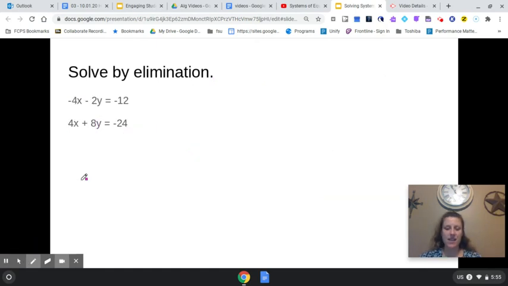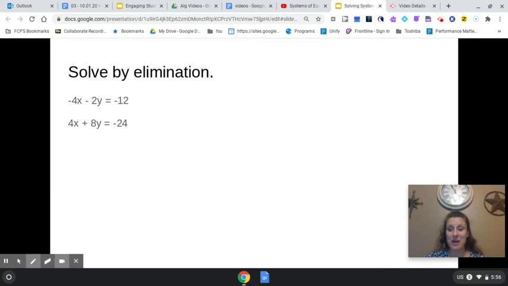Okay, here's the next example. We have negative 4x minus 2y is equal to negative 12, and 4x plus 8y is equal to negative 24. Step number 1, they're both in standard form, so again, perfect for the elimination method. Step number 2, we need to check that the coefficients are opposite integers.